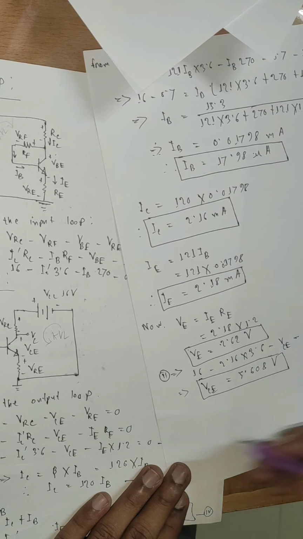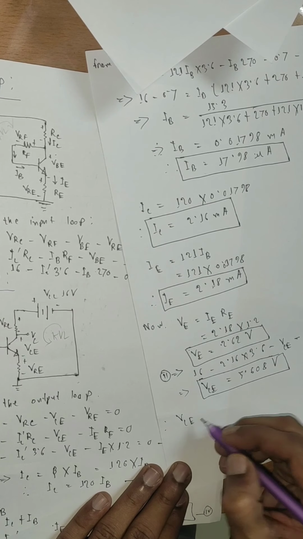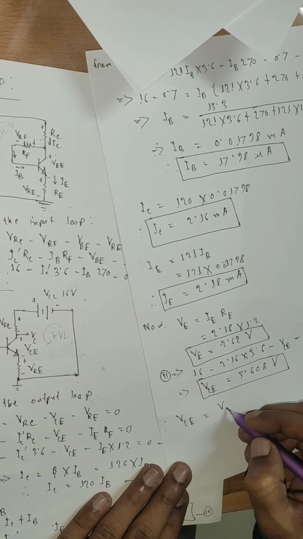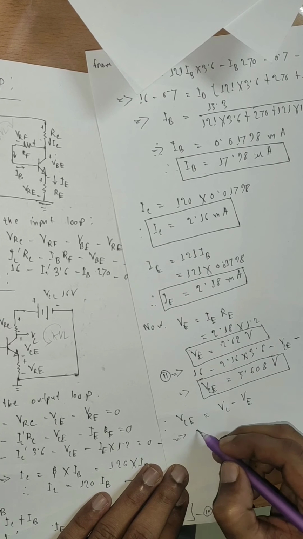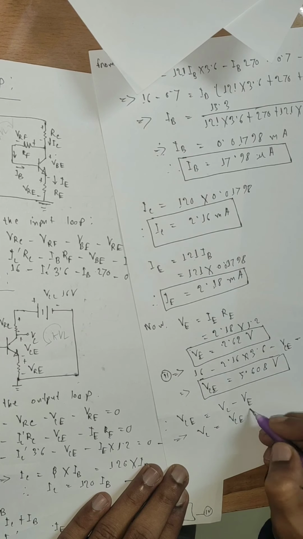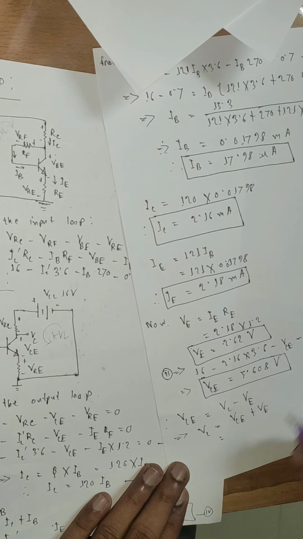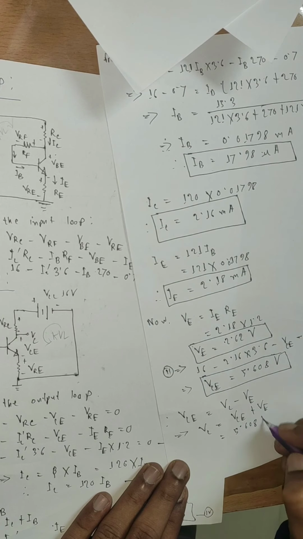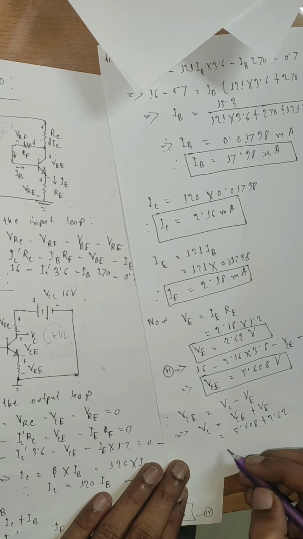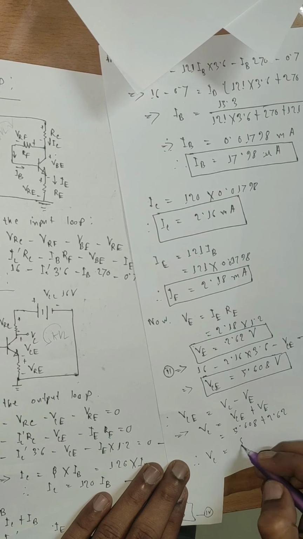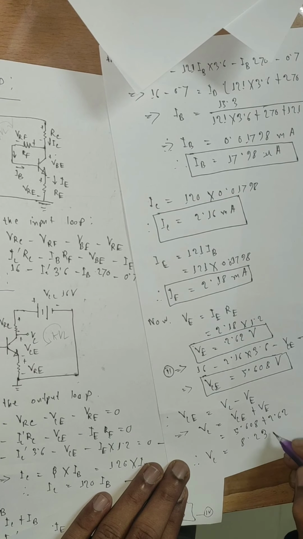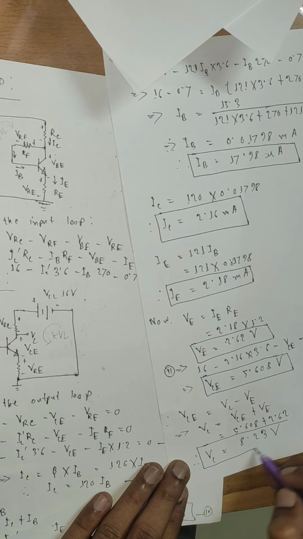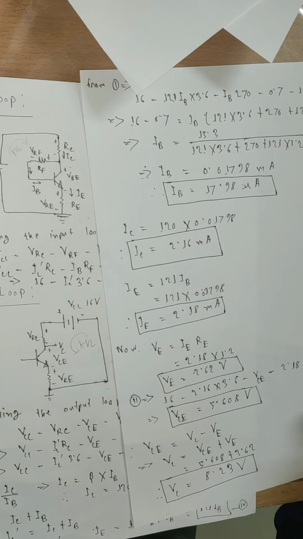So from this we know VCE is equal to VC minus VE, and VC is VCE plus VE. Now, since we know both of them, let's just put their values plus 2.62, and then VC is equal to 8.523 volt. And this is the way we can solve this configuration very effectively.